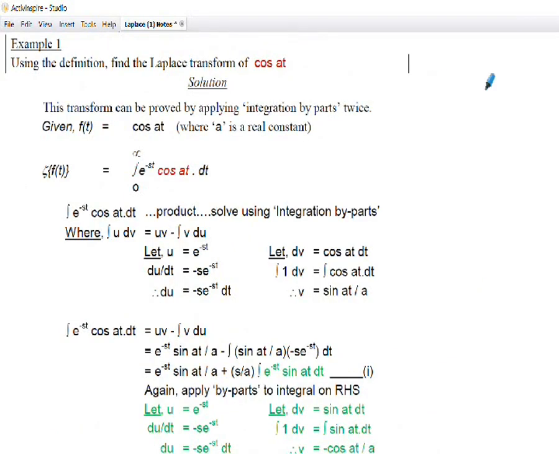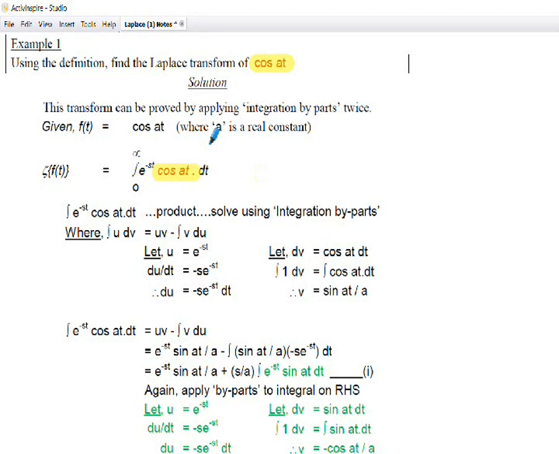Here we've got a more complicated example of a Laplace transform derivation. This is looking at the function of t being cos at. I'm not going to go through this in great detail, but when you put cos of at into the definition, you end up integrating e to the minus st times cos of at.